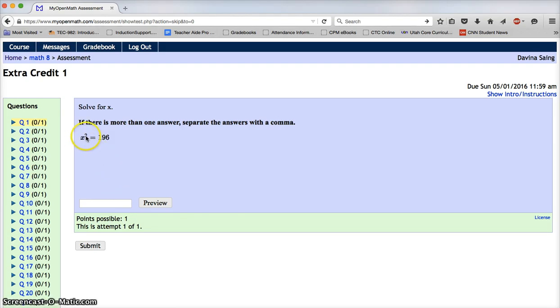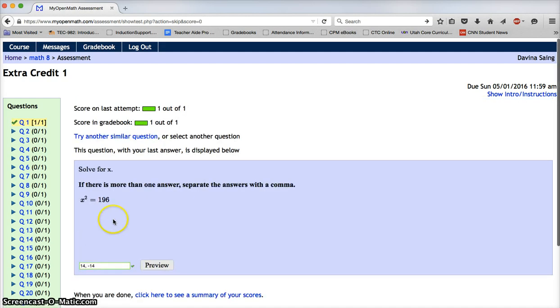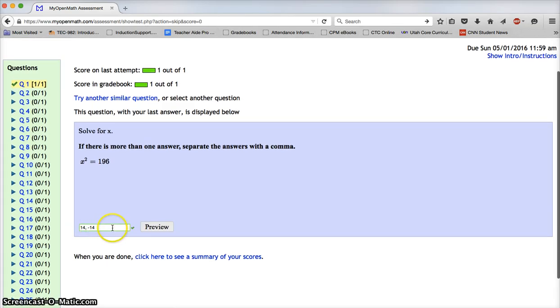But because it's the square root of both sides, I know it's going to be a positive 14 as well as a negative 14. So how would I write that? Well, according to the instructions, it says to separate the answers with a comma. So I'm going to put 14, comma, negative 14 and submit. Notice I got both of them right.